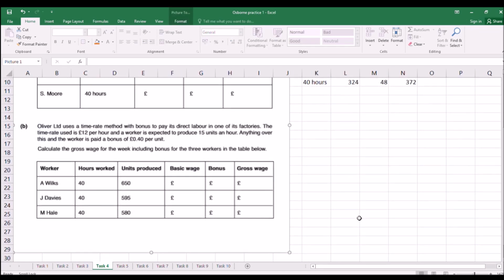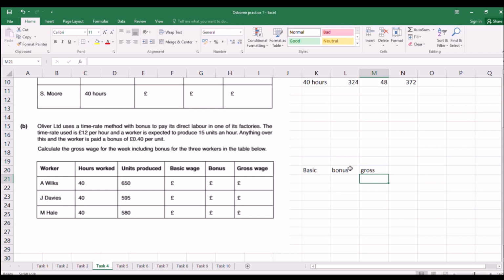Let's go on to B now. Oliver Limited uses a time rate method with bonus to pay its direct labour. So we've got a time rate method of £12 per hour, and they're expected to produce 15 units per hour. Anything over that, they're paid at 40 pence per unit. Okay, so again, we just create our figures. So we've got our basic, and we've got our bonus, and our gross.